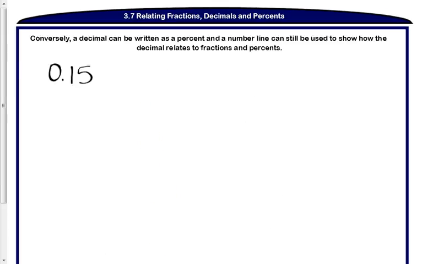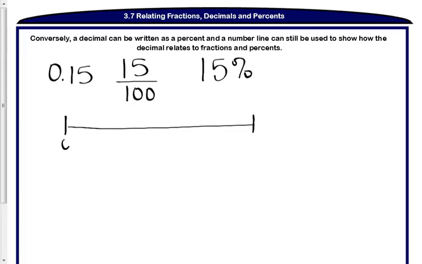We can also do the same thing starting with a decimal. So here we have 0.15. Well, we know that as a fraction, that would be 15 out of 100, and as a percentage, we already have the decimal, as a percentage, it would be 15%. So again, we draw our number lines, 0 and 100 out of 100.